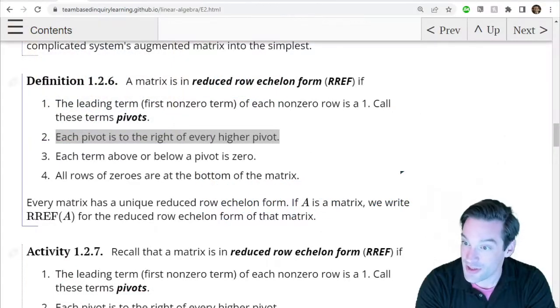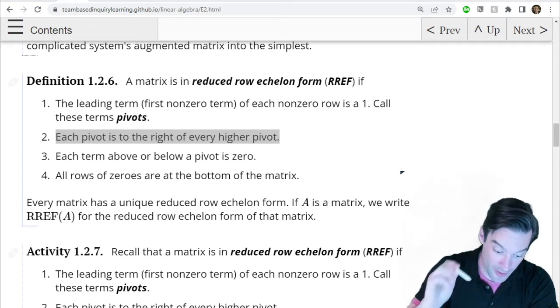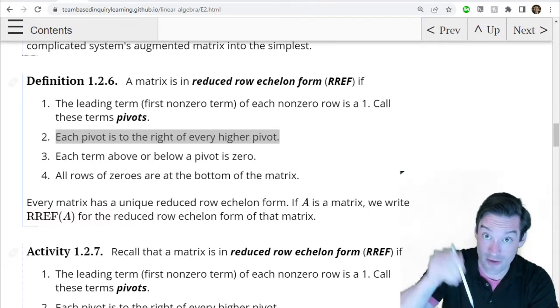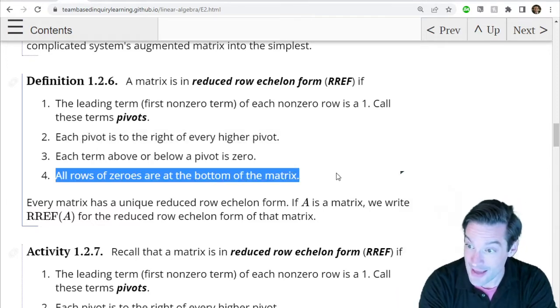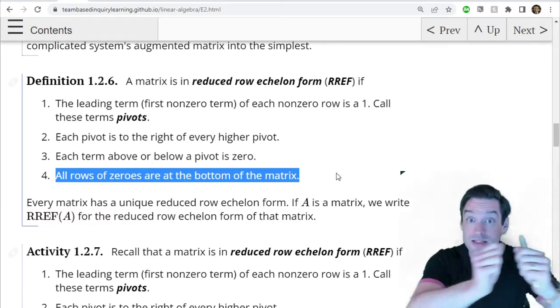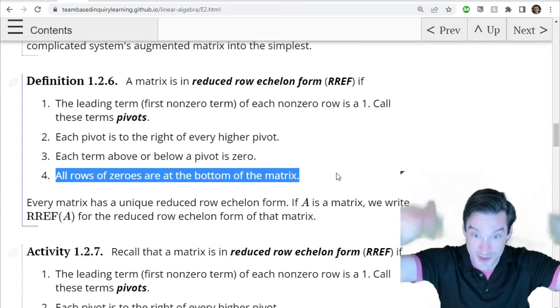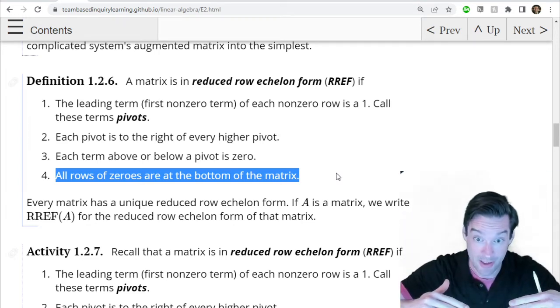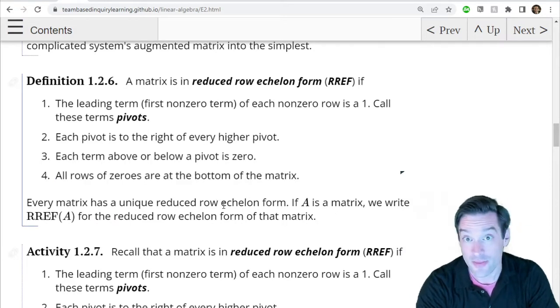The third condition is that every term above or below a pivot is 0. This is why I call them the hammers. They're going to be the ones that we use to cancel out everything above them and everything below them into zeros. And then finally, the last thing that we require is if there are any rows of my augmented matrix that are entirely 0, on the left and the right side of the vertical bar, we want to just swap those rows all the way down to the bottom of my augmented matrix. And if all 4 of these conditions are satisfied, then we call the matrix in its reduced row echelon form.